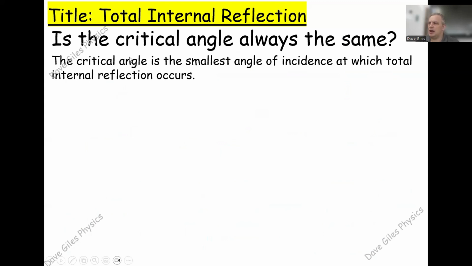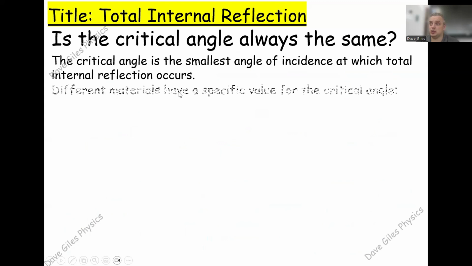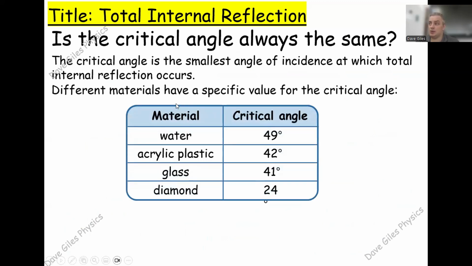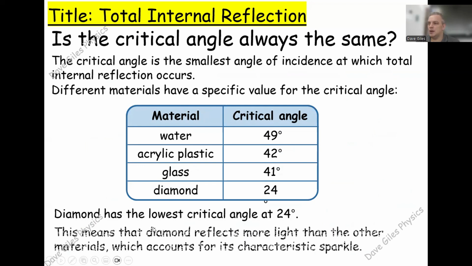So is the critical angle always the same? The critical angle is the smallest angle of incidence at which total internal reflection occurs. Different materials have a different specific value for the critical angle. For example, water is 49 degrees, whereas diamond is quite low, 24. This means the diamond reflects more light than other materials, which is why it's so sparkly when you look at it. If you look at a diamond ring, you'll see light shining off in different directions. That is due to its low critical angle.